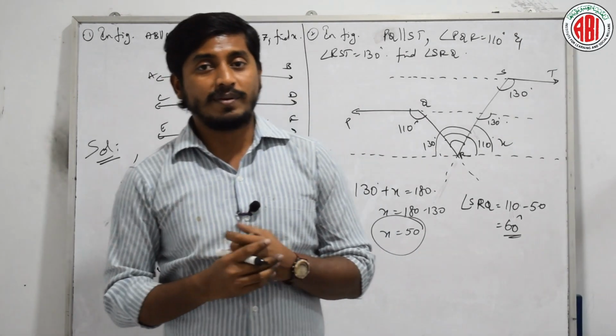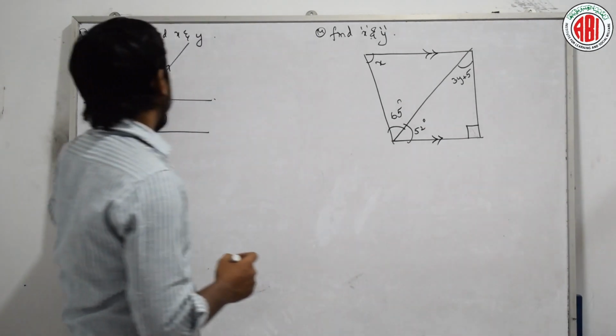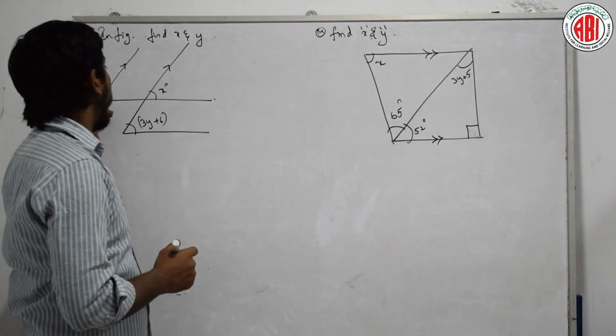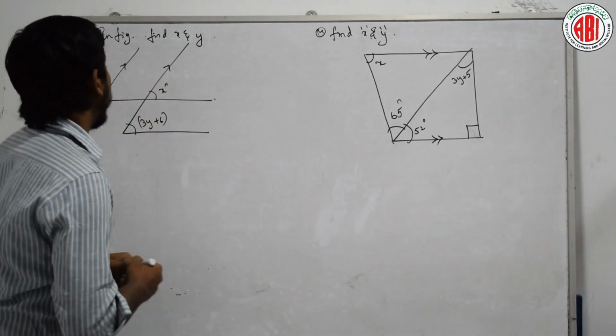Shall we move on to the next problem? Let's do. Look at these questions here. He gave, in this figure, he is asking us to find the values of x and y. And here this arrow indicates that these both lines are parallel. How do we find? Tell me.